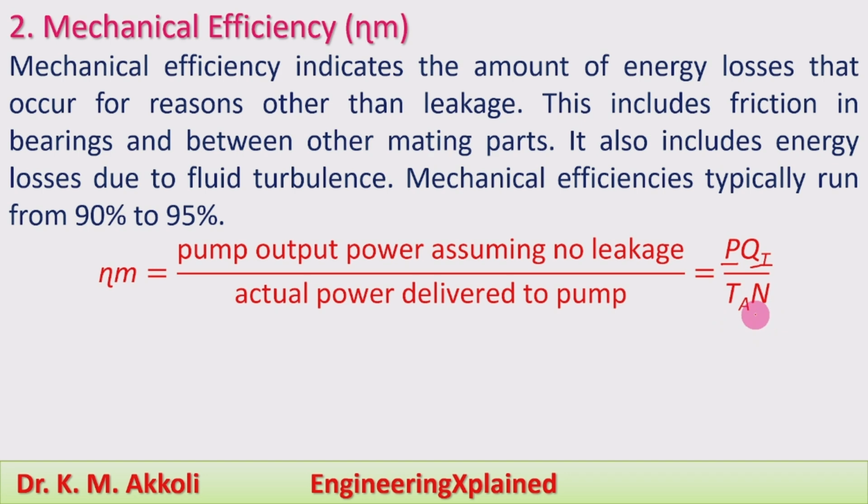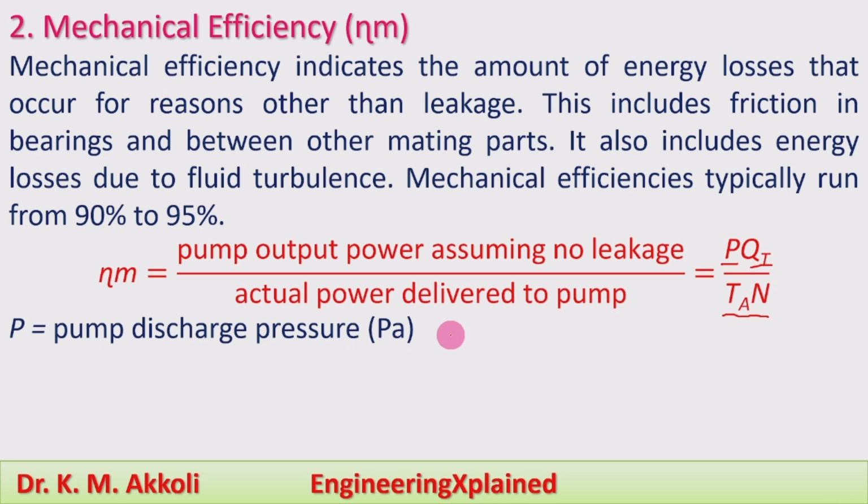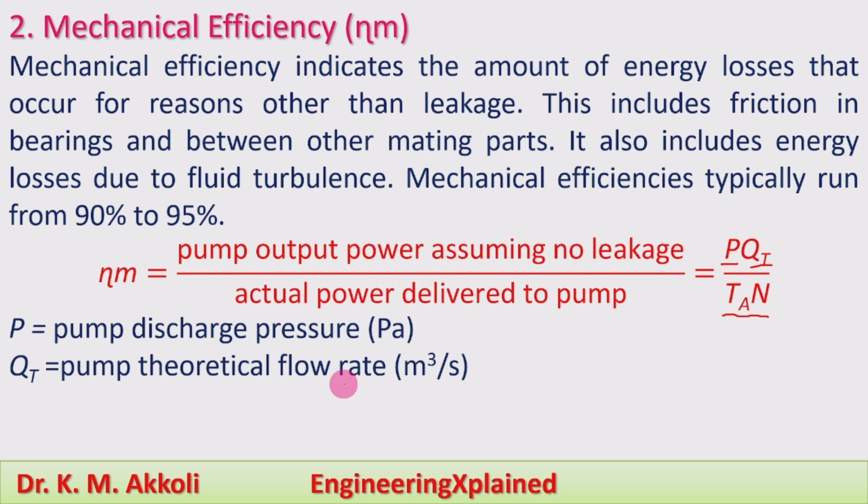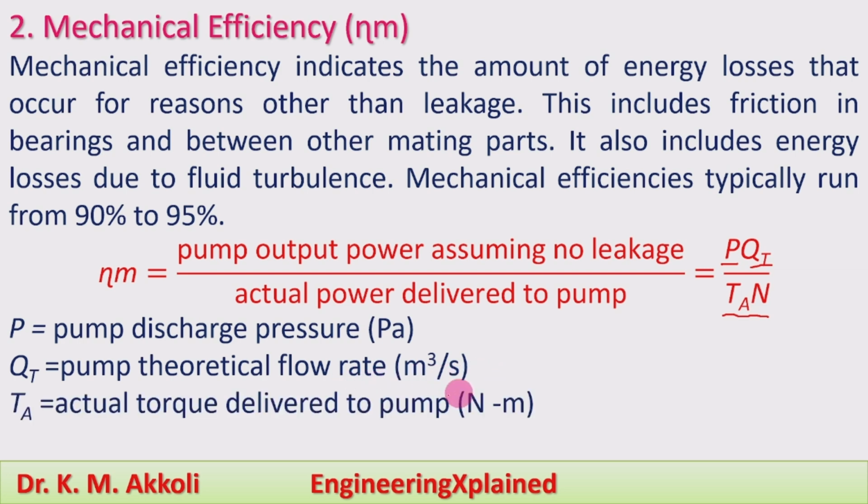The theoretical torque means the losses in the prime mover are not considered. Only the theoretical input torque we have to take, multiplied with the speed of operation of the pump. Here P is the pump discharge pressure in Pascal or Newton per meter square. Qt is the theoretical flow rate in meter cubes per second or meter cube per minute.